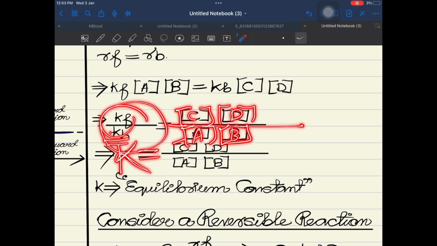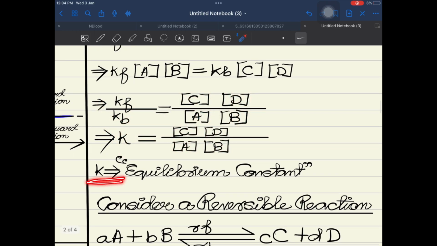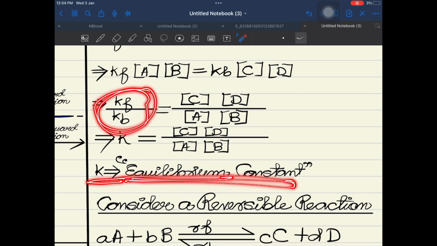K is equal to concentration of C into concentration of D divided by concentration of A and concentration of B. Now what is K? K is the equilibrium constant. So KF divided by KB is equal to K, and K is the equilibrium constant.